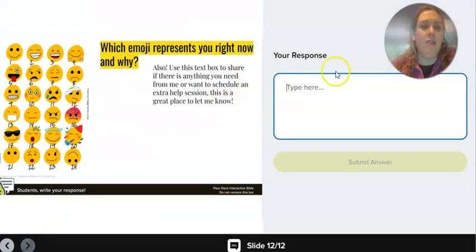On slide 12, I just want you to do a little reflection about what emoji you're feeling like right now, and if there's anything you want to send a message to me about or want to check in with me about or ask me to meet, here's a little text box where you have some space to do that, and I'll be reading all of these, okay?